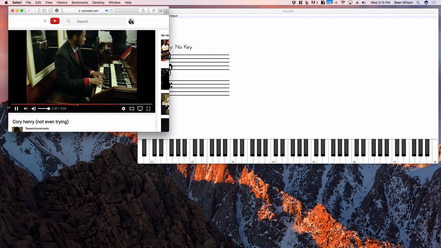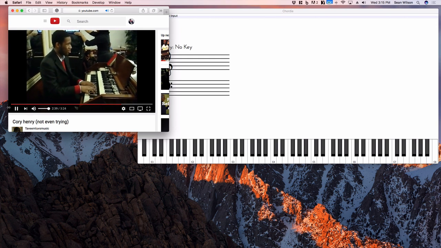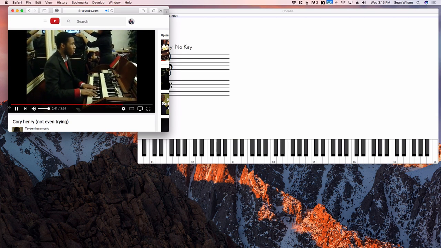What I encourage you to do is go and try to pick some of these out, because that's what's going to help develop the relative pitch.